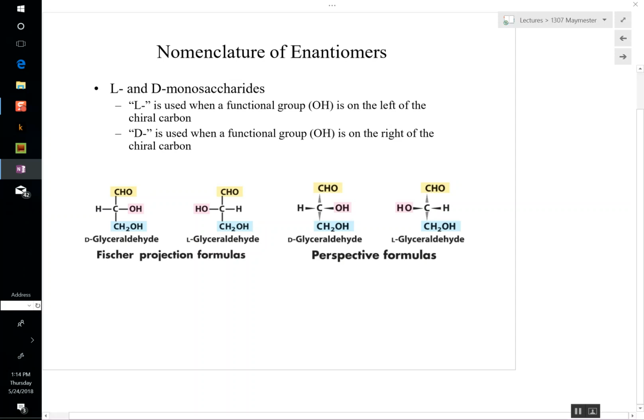Professor, if you said that glucose has four chiral carbons, can we use either one of them, or is there one specifically that we have to use? Yeah, there's one specifically we have to use, and you'll see this in a minute.